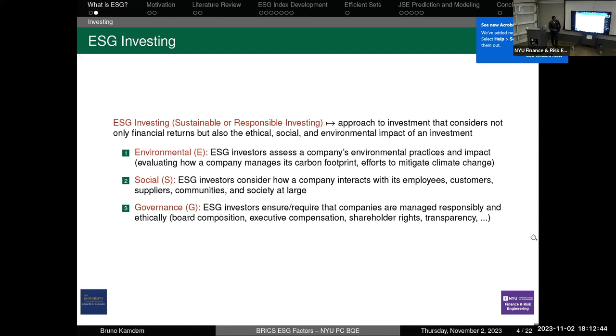And then the G. Here, the investor ensures or requires that companies are managed in a responsible way and ethically, and they measure it, right? It's important. They measure it and find a way to maximize their returns, maybe by becoming part of an ESG fund while doing good. So basically, ESG investing is making money while doing good, right? You want to do good to society while you make some money.